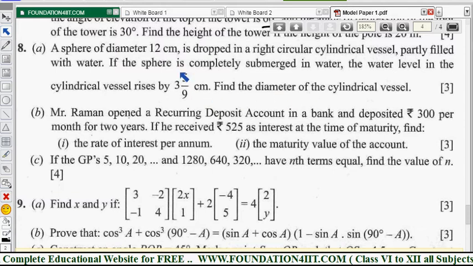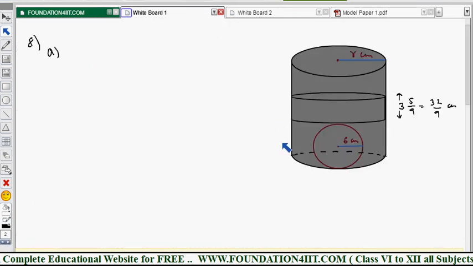Okay. The sphere diameter is given, and when it is submerged, how much the water rises is also given. So we can find out using the diagram. You can see the diagram I am showing here, 8A. This is a cylindrical vessel, and if you observe, the water is there. When you submerge the sphere of 12 centimeters diameter, which means 6 centimeters radius, the water level rises by 3 5/9 centimeters. So 9 threes are 27 plus 5, 32/9 centimeters is increased.